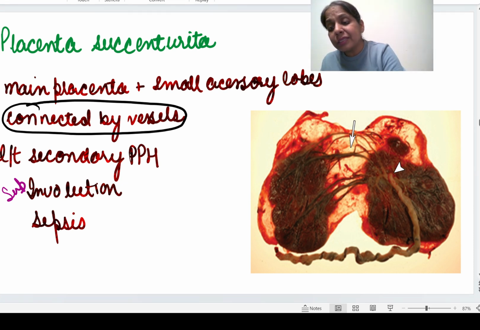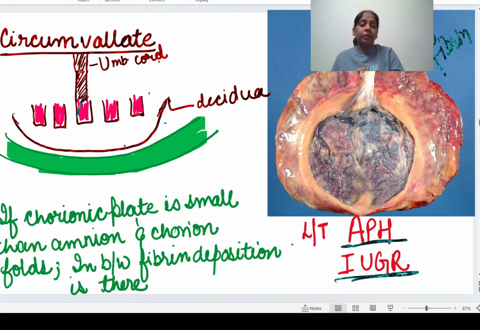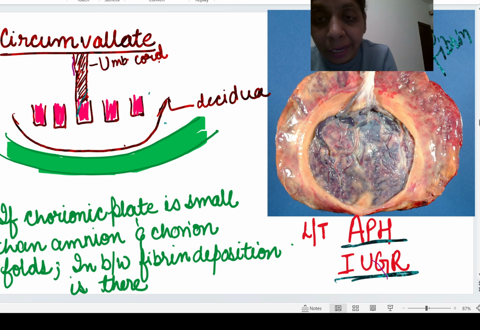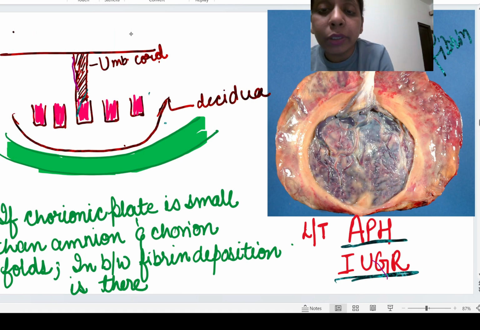Next, another abnormal placenta is the circumvallate placenta. It is slightly difficult to understand, but if you keep your focus here, you will be able to understand. In the starting I told you this is the umbilical cord and here it is the fetus. Now I am telling you about the circumvallate placenta. You all will focus here.